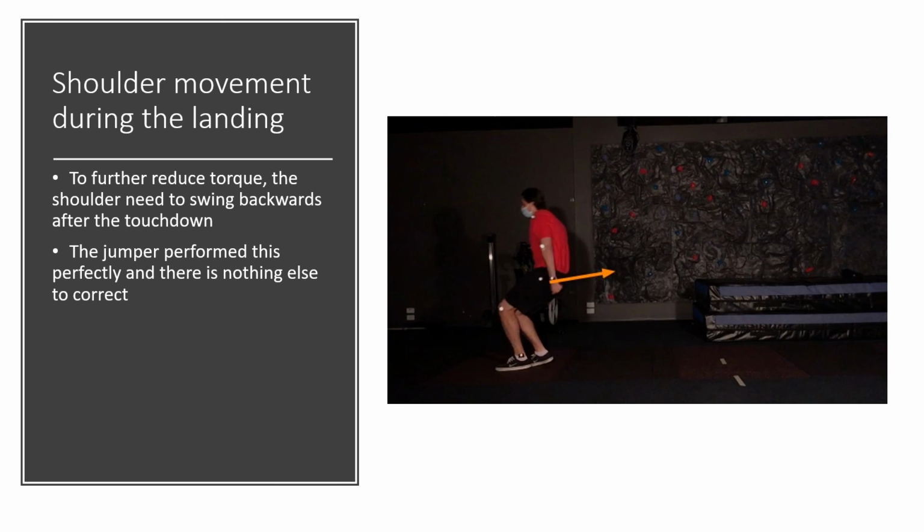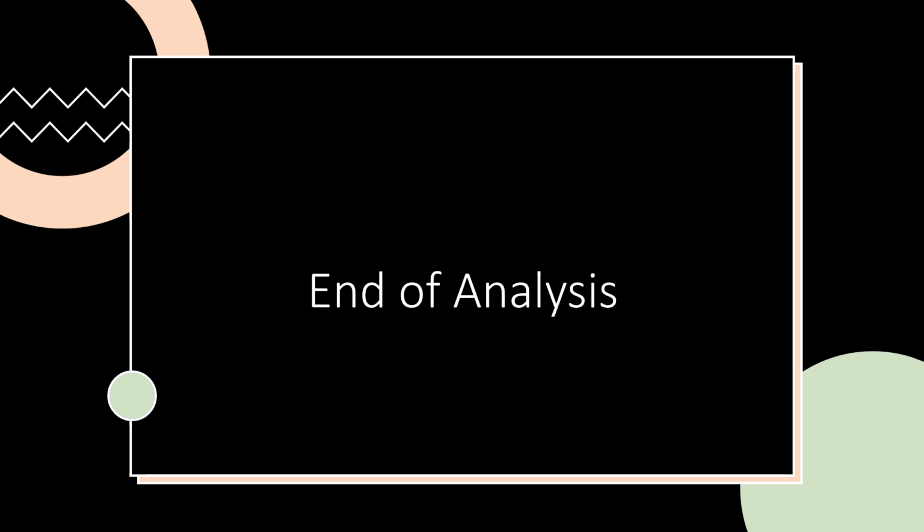Another way to reduce torque during the landing is by flexing the shoulders by moving them backwards. The jumper did this perfectly and there is nothing else to correct. Overall, the jumper presented an average technique during the long jump. However, a lot of factors would still need to be corrected to increase the jump's efficiency and to prevent injury.